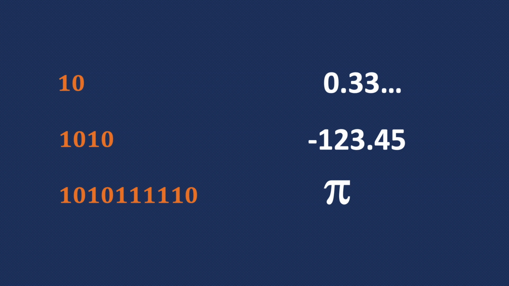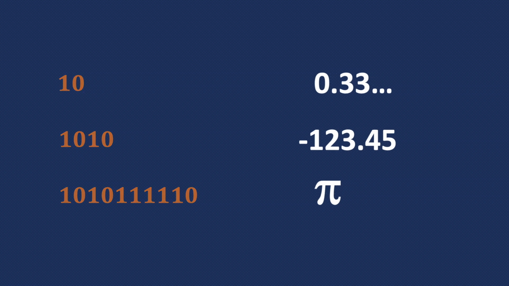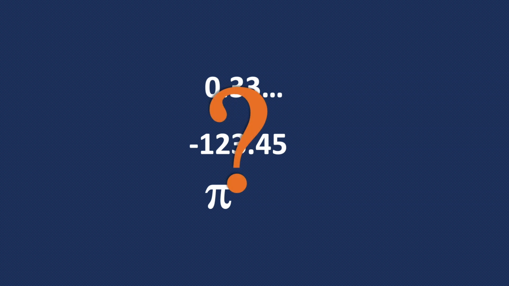But this way of representing numbers only works for the naturals. So we can't deal with fractions, we can't deal with negative numbers, and we can certainly not deal with irrationals. So for those numbers, we need something a little more clever. And that thing is floating point representation.